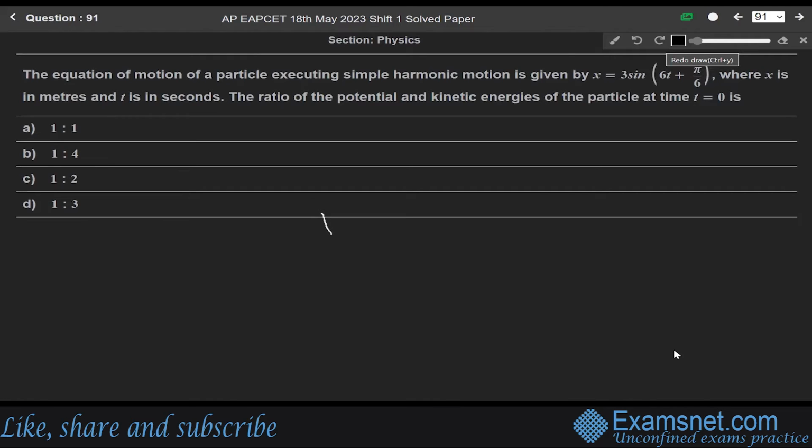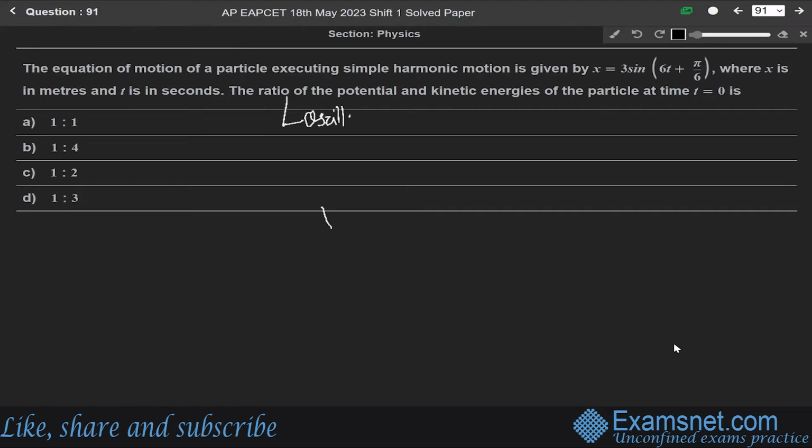Now, next question is 91. The equation of motion of a particle executing simple harmonic motion is given by x equals to 3 sine 60t plus pi by 6, where x is in meters and t is in seconds. The ratio of the potential and kinetic energies of the particle at time t equals to 0 second is. So this question is from the chapter of oscillations. Now, according to this question, we have to find the ratio of potential and kinetic energies, okay?